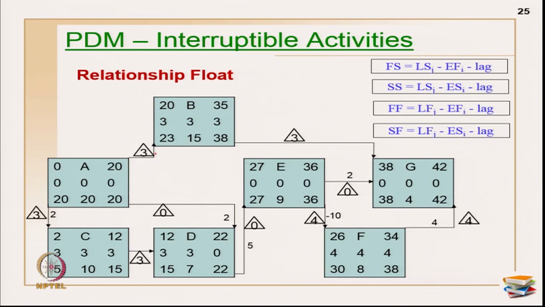This is my finish to start relationship. Okay. So, late start of this activity is 23, minus early finish of this activity is 20, minus the lag, there is no lag value here which is 0. So, this relationship float becomes 3 here.